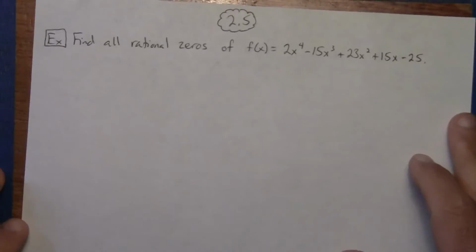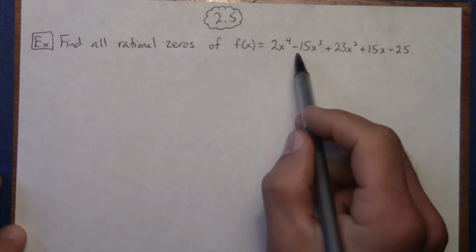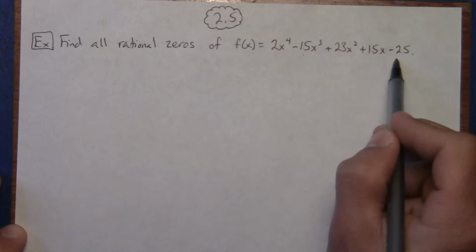Alright, so let's start with the first one. Let's find all rational zeros of the function 2x to the fourth minus 15x to the third plus 23x squared plus 15x minus 25.